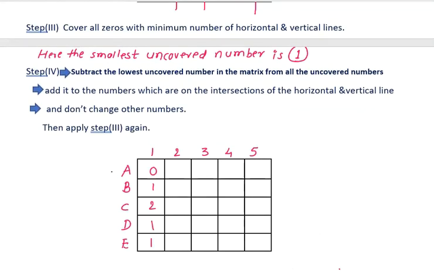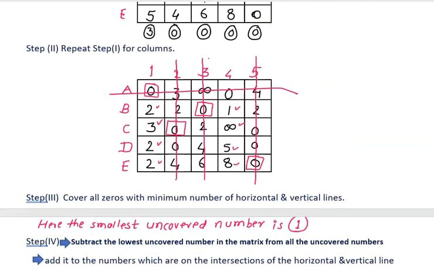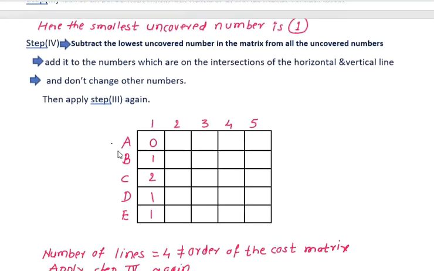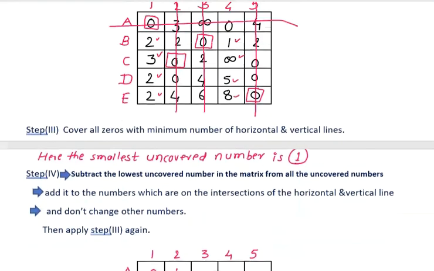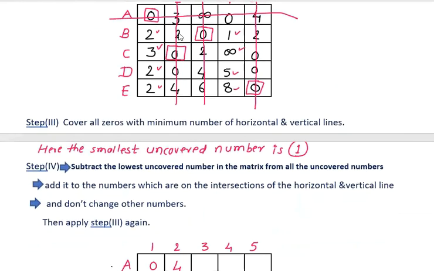Let us write down the elements of the second column. 3 is on the intersection, so we have to add 1 to this number. 3 plus 1 is 4. Then the other numbers we have to keep as they are. These are the numbers on the line. So 4, 2, 0 in the second column. 4, 2, 0.